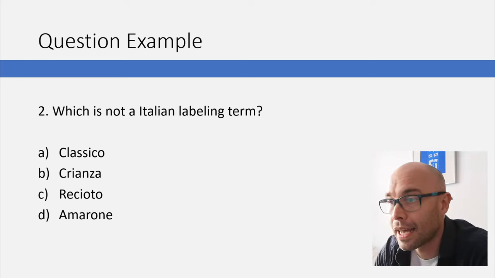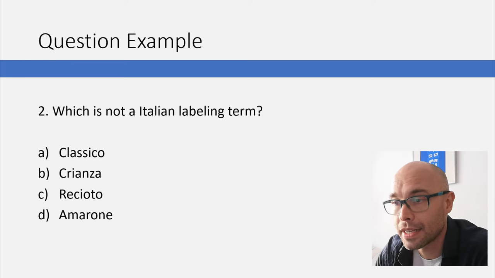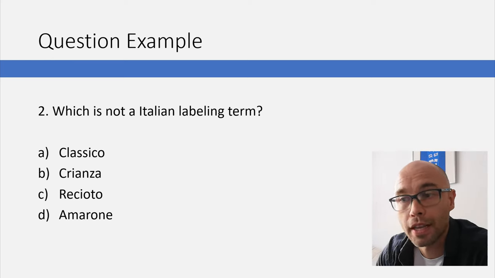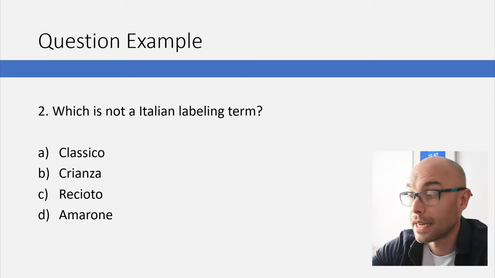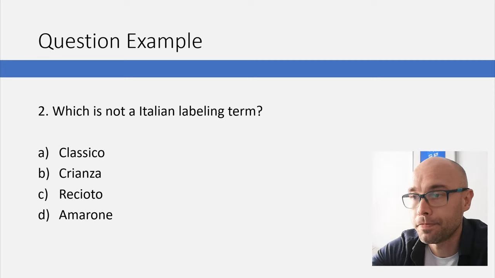Which is not an Italian labeling term? Classico, Crianza, Recioto, Amarone. The correct answer is Crianza. Crianza is a Spanish labeling term.